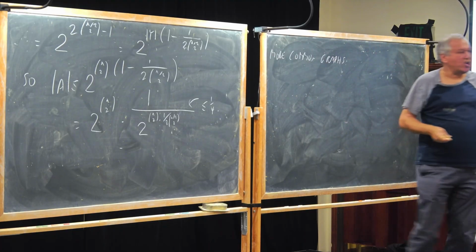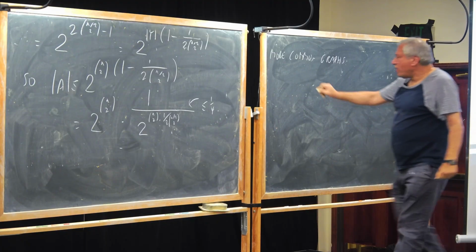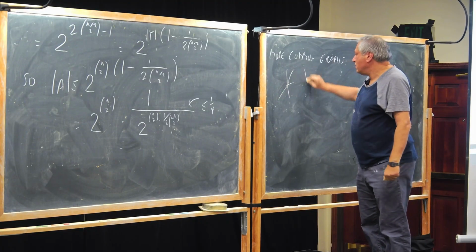So we saw that a star was common. Actually, this graph's also common, a disjoint union of stars.